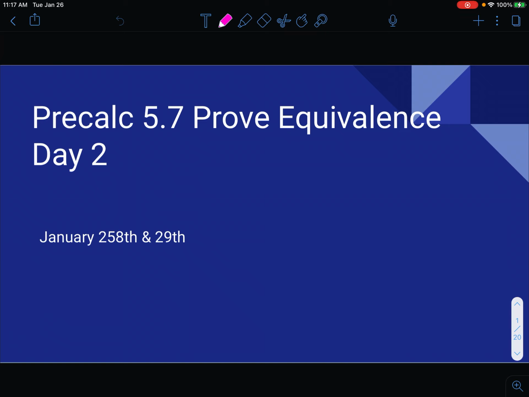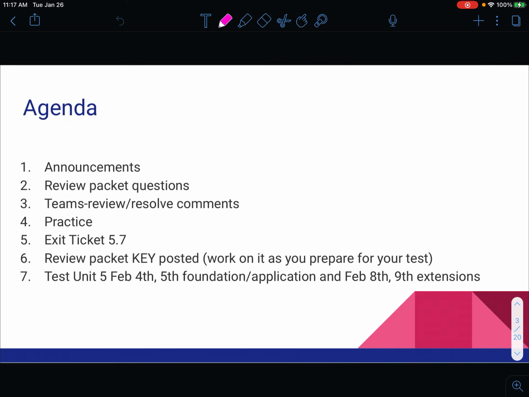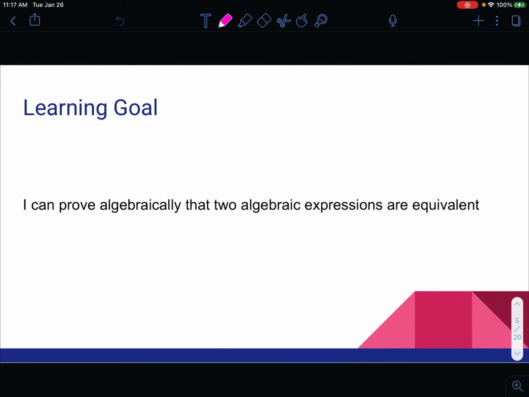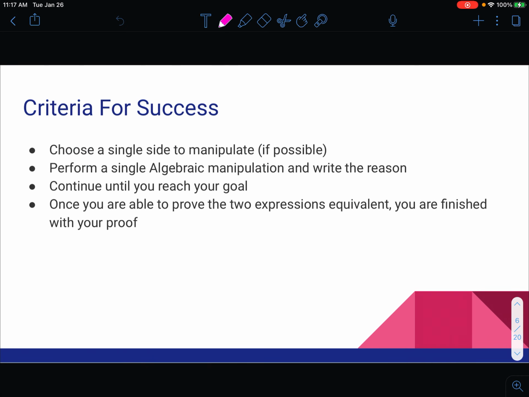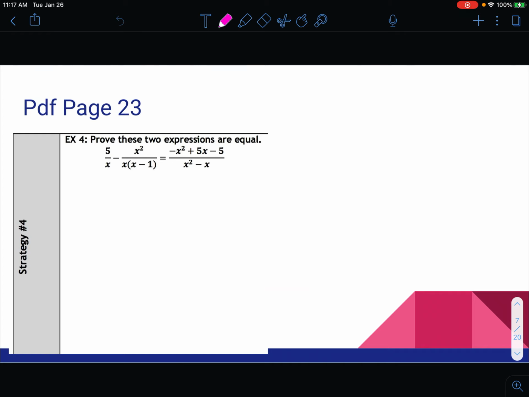So we are going to continue to prove equivalence. This is one more strategy for us to try out. And we have the exact same learning goal. We can prove algebraically two algebraic expressions are equivalent. Remember, we are not solving. We are proving that both sides are exactly the same or equivalent. We'll still be trying to just choose one side to manipulate. One line equals one step. So we want to make sure to go at a slow pace and justify everything we do.